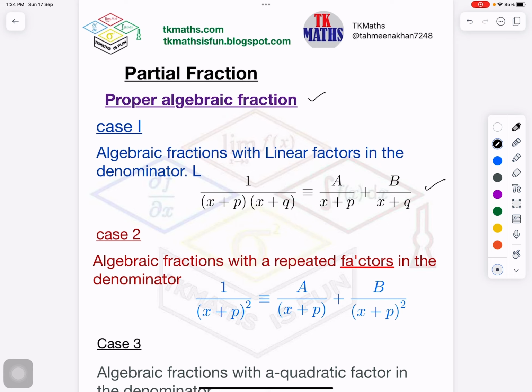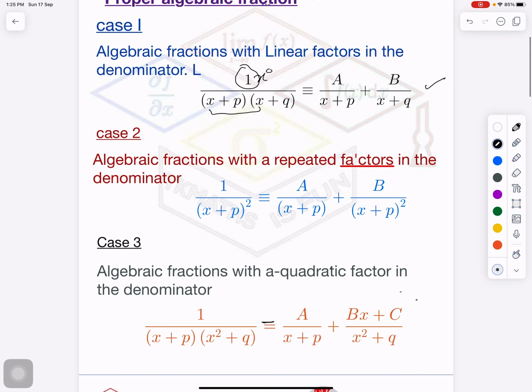If you see in the numerator, the degree of the polynomial right now is 0, because 1 means it has x power 0, and if you multiply x by x, it is x square. So when the numerator has a polynomial of a smaller degree than the denominator, then it is called proper algebraic fraction.